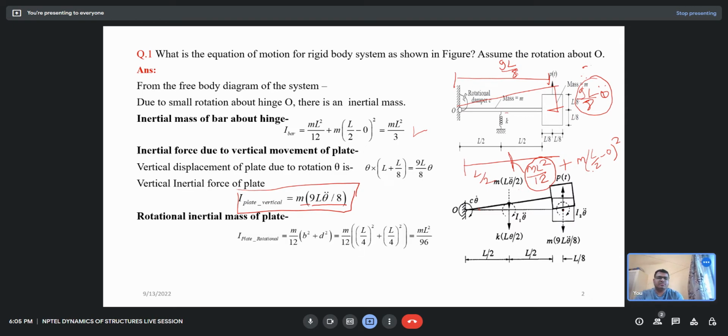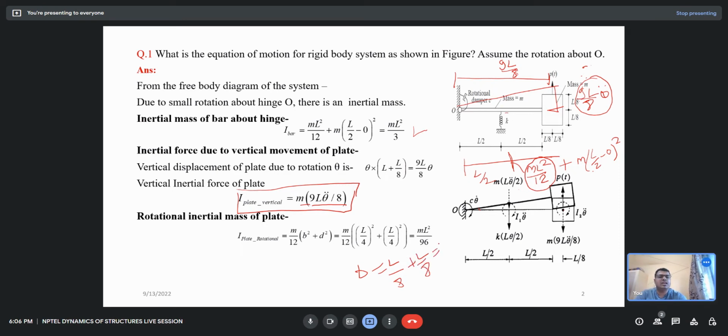Initially I told you it is I theta double dot. Now for the plate, the rotation of the plate about the center will be m by 12 into (b square plus t square). The dimensions of the plate are b equal to L by 2, and t is L by 8 plus L by 8.